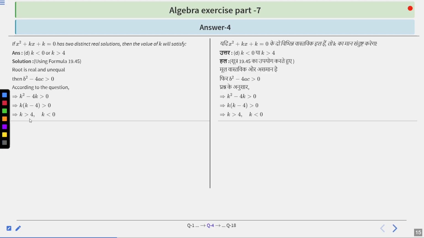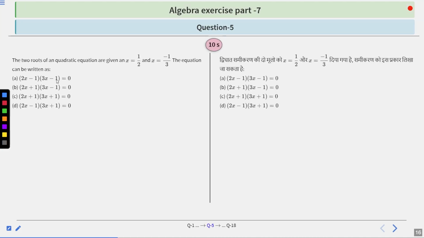That means if we put anything that is greater than 4 in this expression k(k − 4), our answer is always going to be greater than 0. And if we put k less than 0, that means anything which is less than 0, then also the answer of k(k − 4) is positive or greater than 0. So option number D, k is less than 0 or k is greater than 4, is the correct answer.